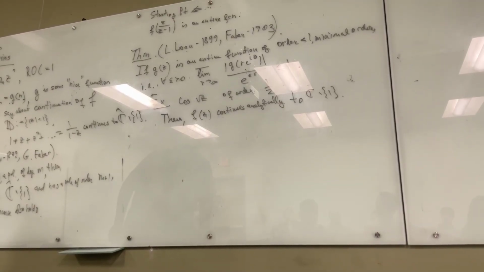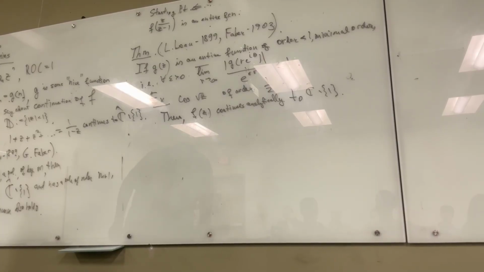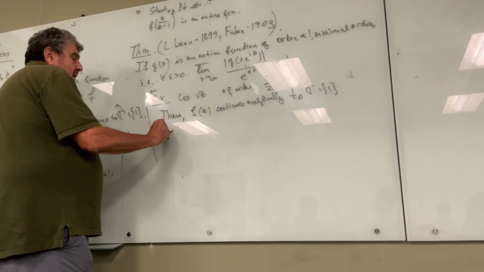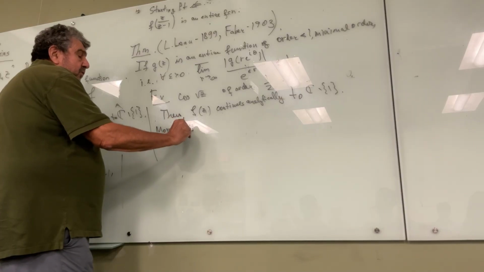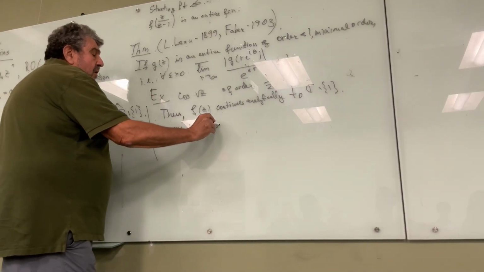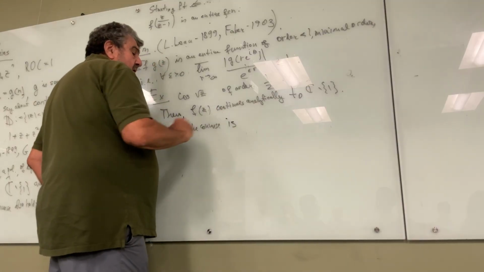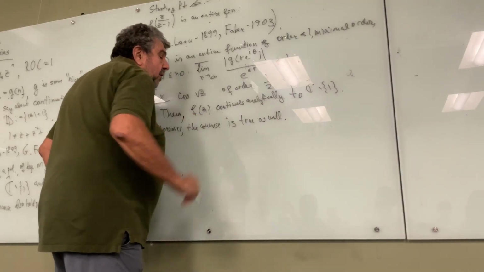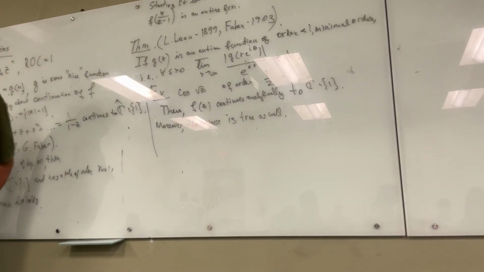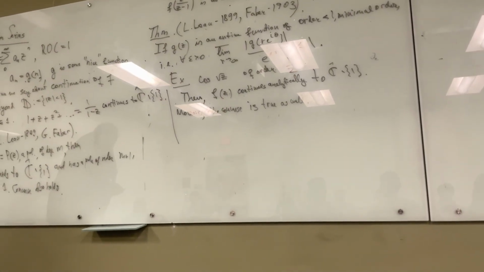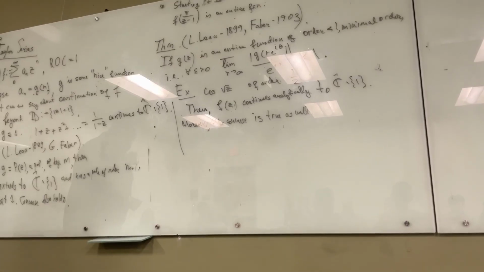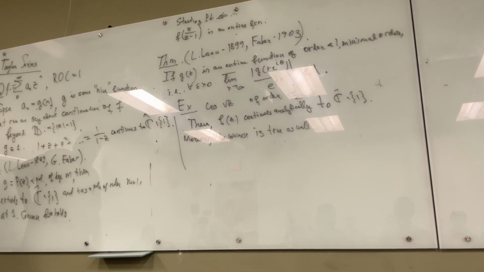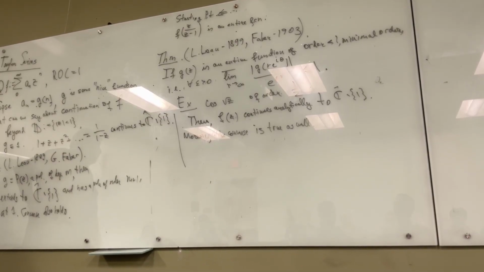Okay. And moreover, the converse is true as well. Okay, what does it mean in this context? It means that if you have a function with Taylor series, radius of convergence 1, which extends to the whole plane except 1 point, 1.